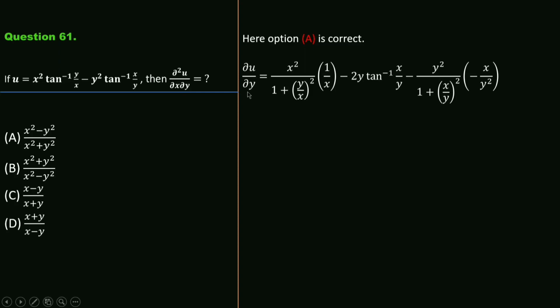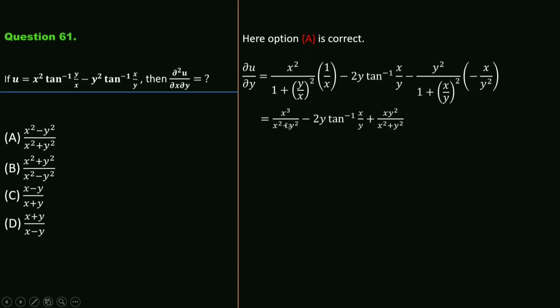That means del u by del y is given as this much. That means x square by 1 plus y by x whole square into 1 by x minus 2y tan inverse x by y minus y square by 1 plus x square by y square into minus x by y square. Here observe that this x square and x square cancel out. Similarly this y square cancels out, and by solving this we get x cube by x square plus y square minus 2y tan inverse x by y plus x y square by x square plus y square.